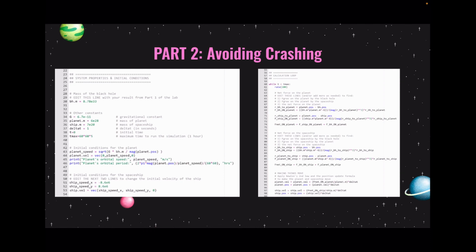So here we have the code. On the right is the calculation loop. We use the gravitational force equation to find the net force on the planet, because both the ship and the black hole are acting upon it. And then we found the net force on the spaceship, where the planet and the black hole are acting upon it. And then finally, we added the velocity and position update formulas to the planet and the ship to mimic their movement. To the left, we can see that I just played around with the speed, and I found it to be 8.6 times 10 to the 6 meters per second.